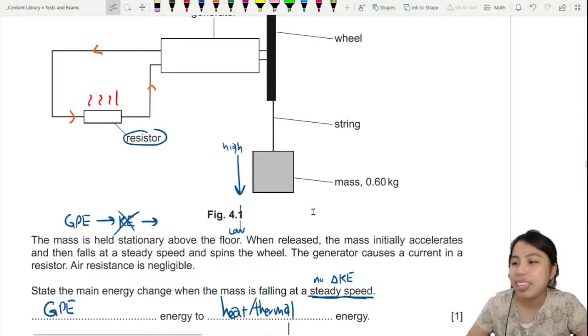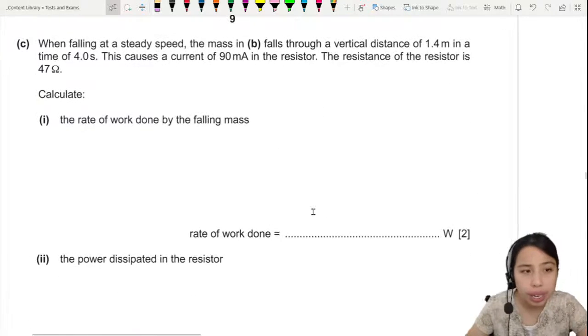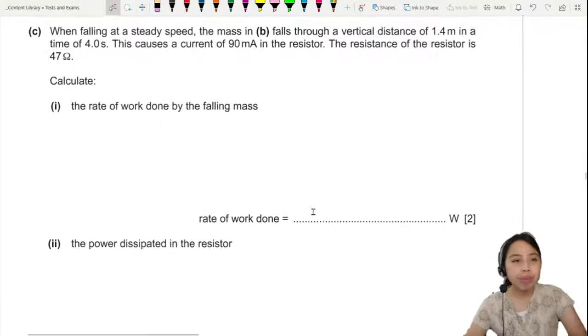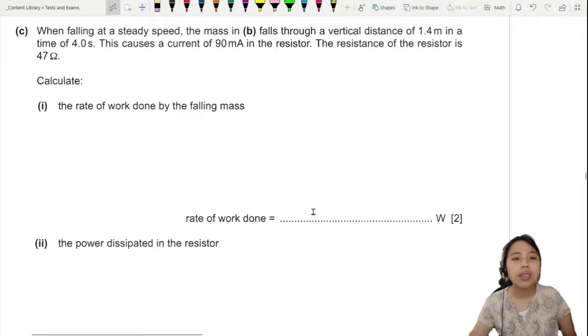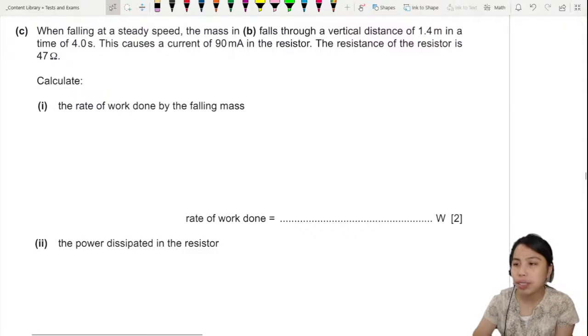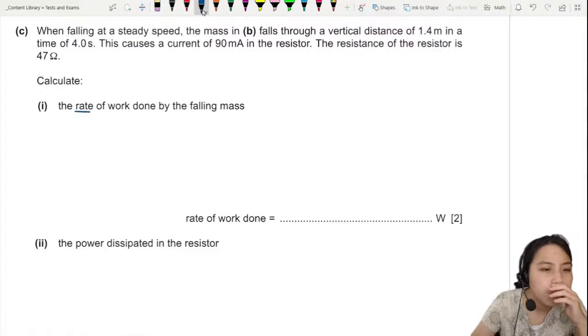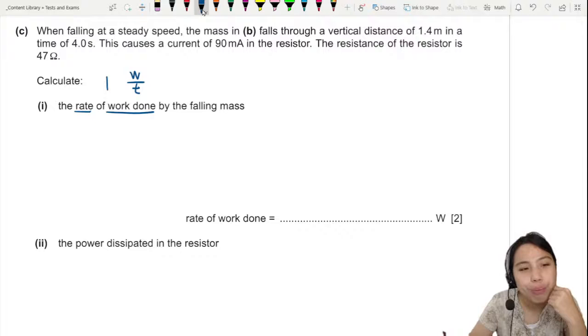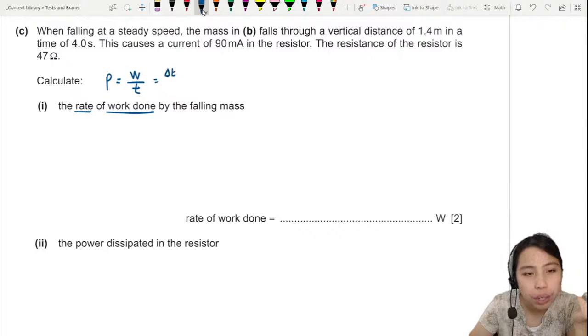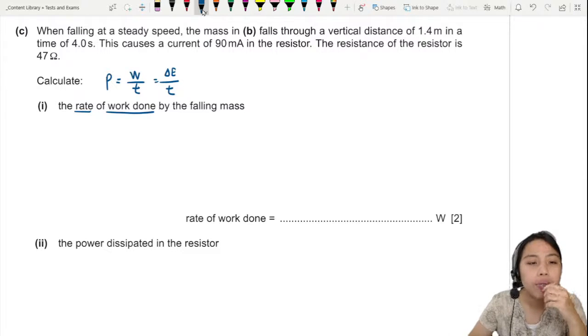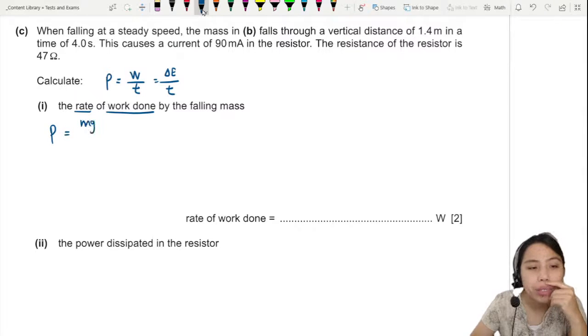Just looking at the energy changes here. After that, though, they ask us to do a calculation, which involves circuits. When falling at a steady speed, the mass falls through a vertical distance and causes current in the resistor. Resistance is given. Calculate the rate of work done by the falling mass. When you see the word rate, think of work done per time, which also happens to be power. Power is change in energy over time. So let's calculate for the falling mass. We're going to look at power, which is mg change in height over t.